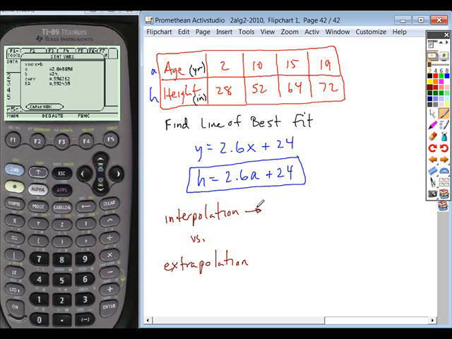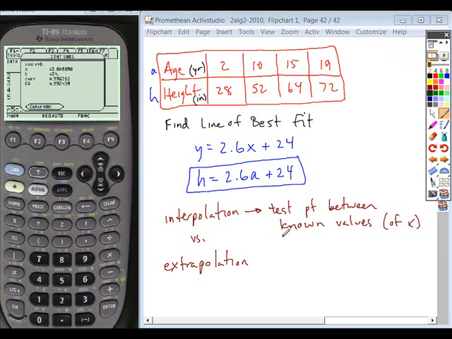No. So interpolation means that you test a point between the known values. And usually it's the known values of x. So if I wanted to use this equation to interpolate the height of a 12-year-old, so any age that falls between 2 and 19, the limiting values on the given data, is interpolation. So if I wanted to estimate the height of a 12-year-old, that would be an example of interpolation.